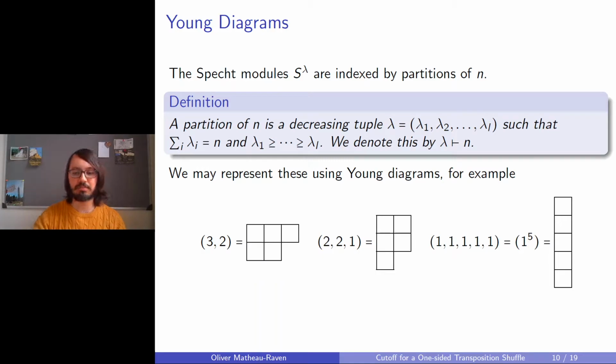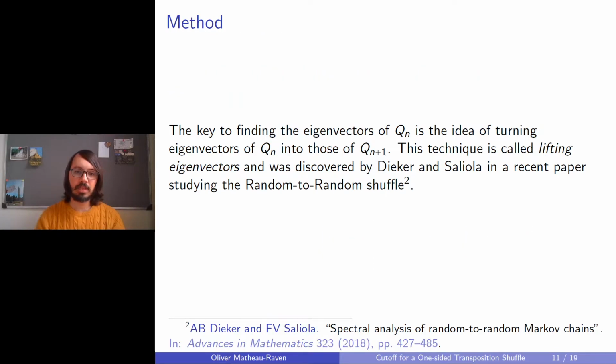Okay. The key to finding our eigenvectors is the idea of lifting eigenvectors, which was recently discovered by Bernstein and Schilling when they studied the random-to-random shuffle. What lifting eigenvectors does is it allows us to turn eigenvectors of our shuffle on n cards into those of n plus 1 cards. And this recursive structure comes from our shuffle and the symmetric group together. Okay. And in fact it relates to Young diagrams and partitions.